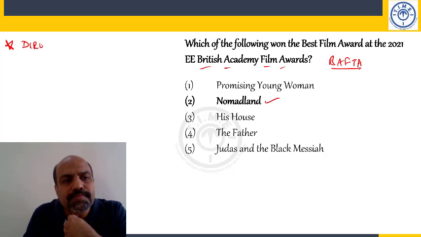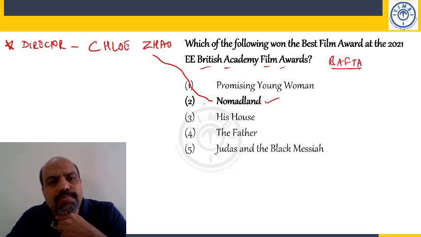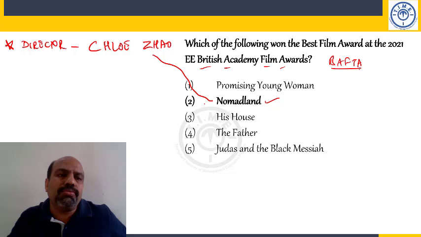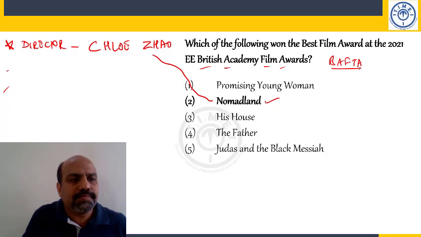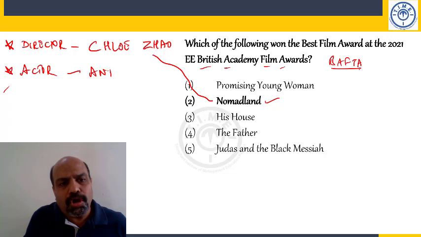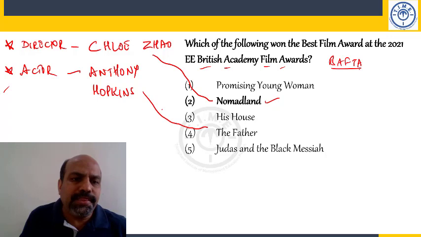Next, best director: Chloe Zhao, for Nomadland, this is the film. That's how you pronounce Chloe. Next, best actor: the super duper Anthony Hopkins, for the film The Father.